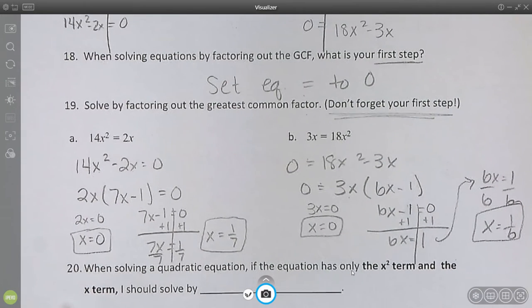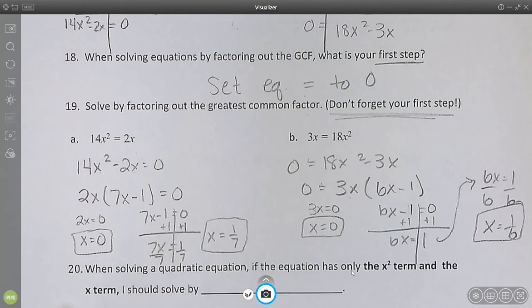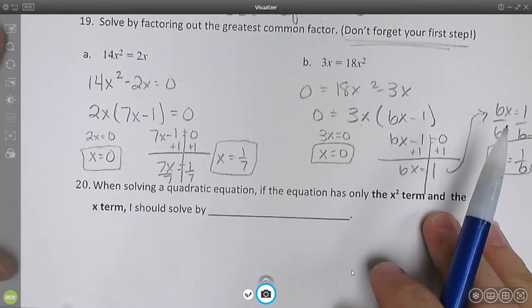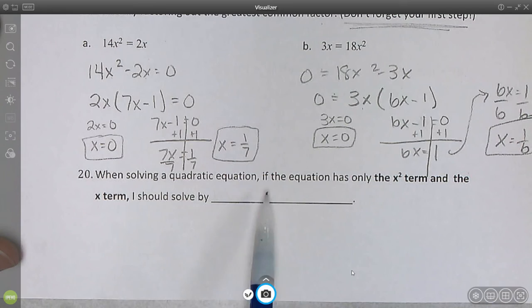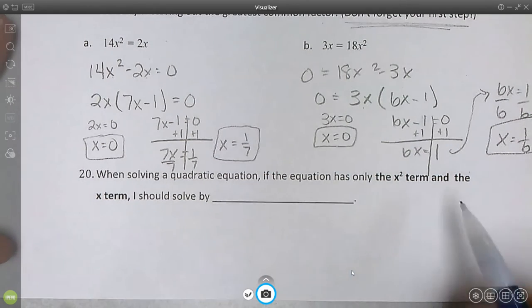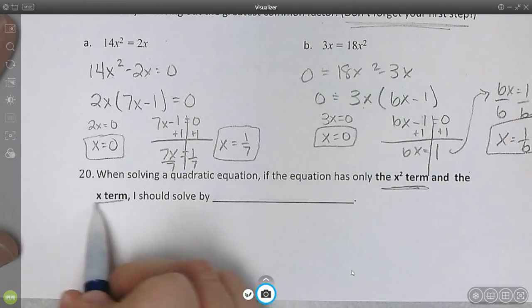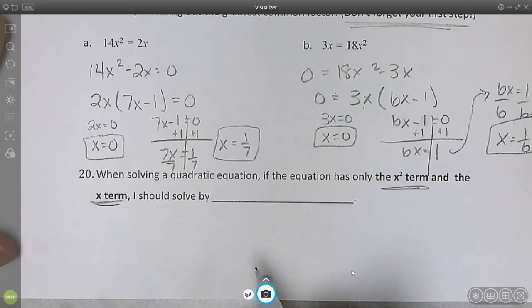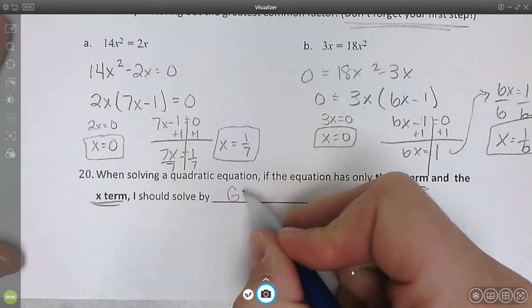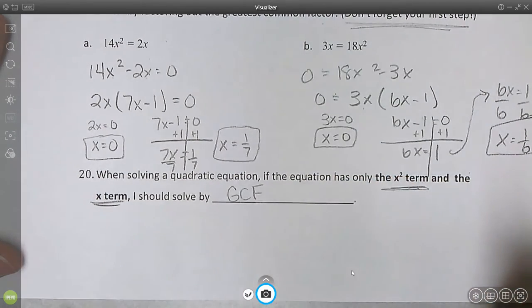So you should have noticed by now that every single one of these, for one of the solutions, it's actually going to be 0. So anytime you're solving with greatest common factor, one solution will always be 0. This last thing says, when solving a quadratic equation, if the equation only has the x squared term and the x term, I should solve by greatest common factor.